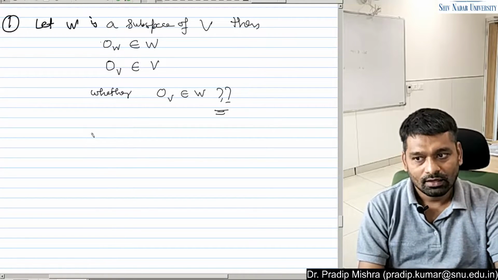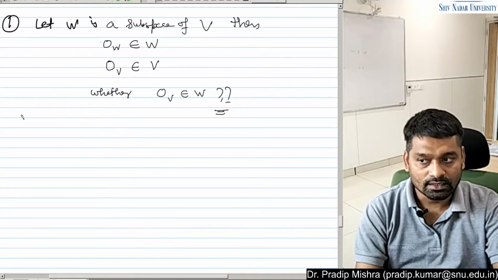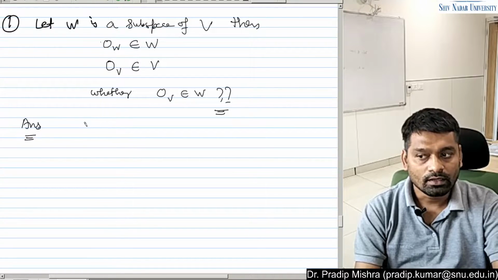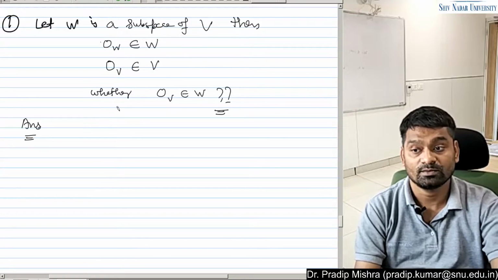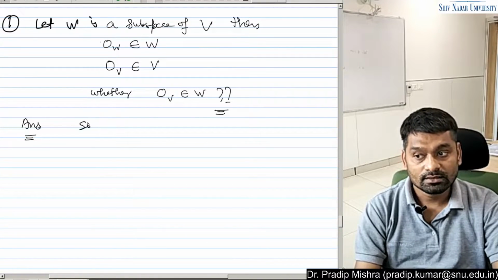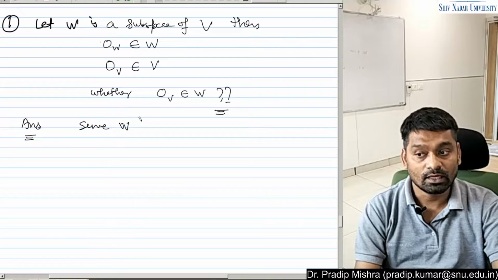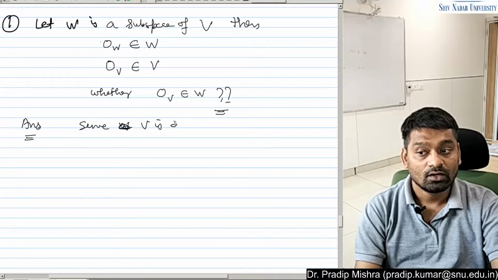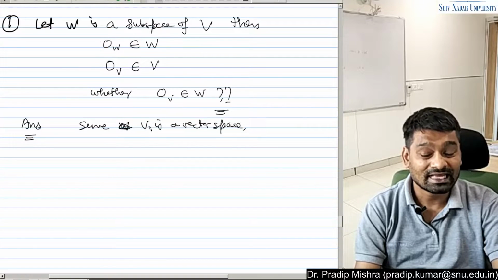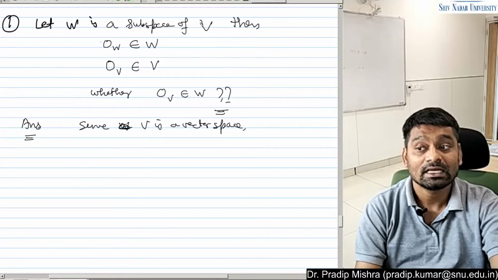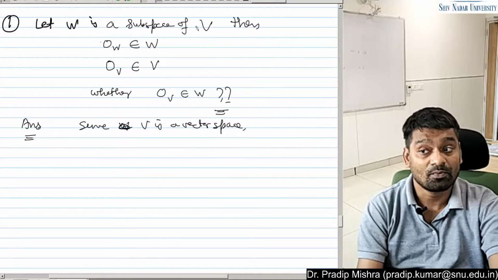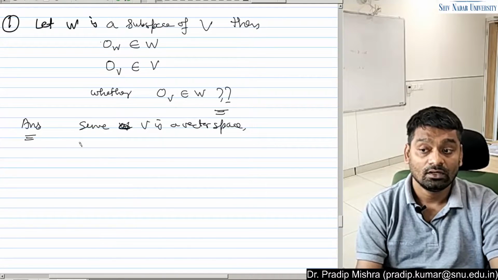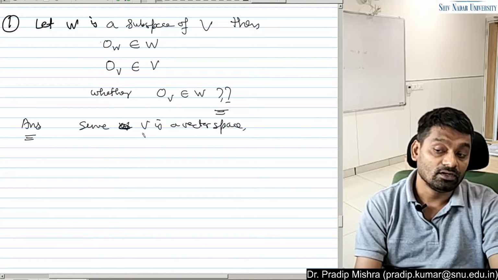Pause the video. Answer is yes. Why? There are a lot of proofs. I will just write a quick proof using one of the properties of vector space. Since V is a vector space, (V, plus, dot). Now I'm not writing it because it is clear. Here we are writing plus, dot, the same operation. The operation is fixed now in this calculation. So this is the reason I did not mention the operation.